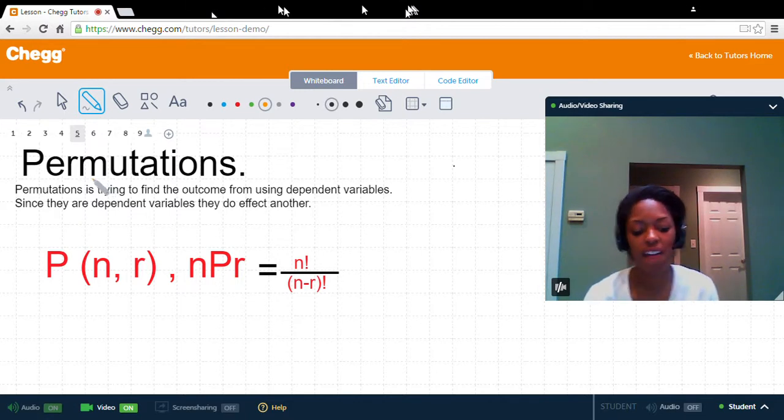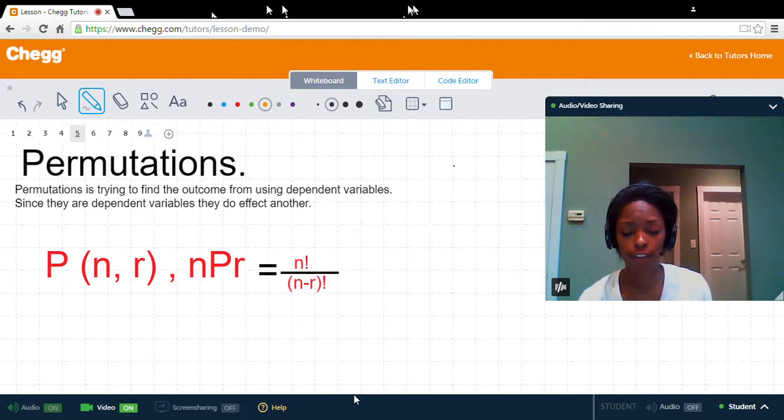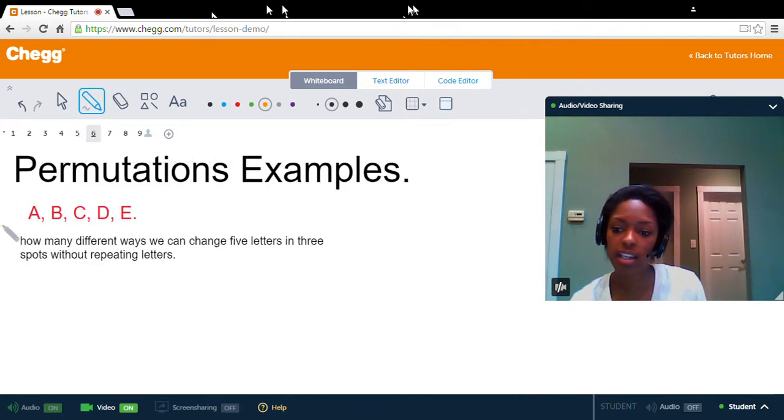And now we have permutations. Permutations is trying to find the outcome using dependent variables. Since they are dependent variables, they do affect each other. As you can see, we have another example. We're trying to figure out how many different ways we can change 5 letters and 3 spots without repeating letters, because it's dependent. So we're going to set up the problem here.